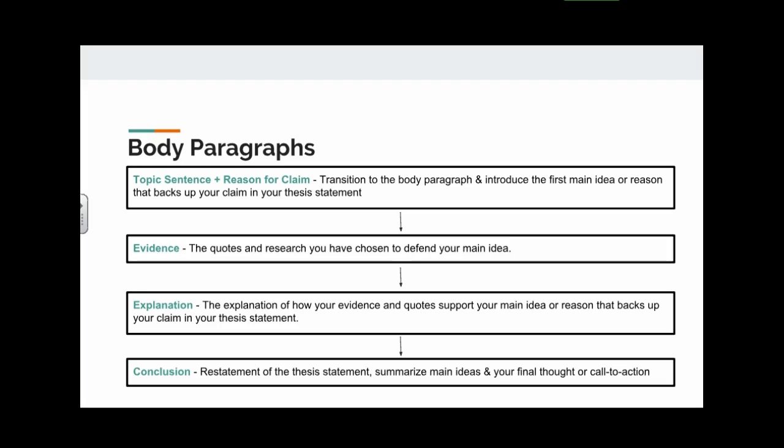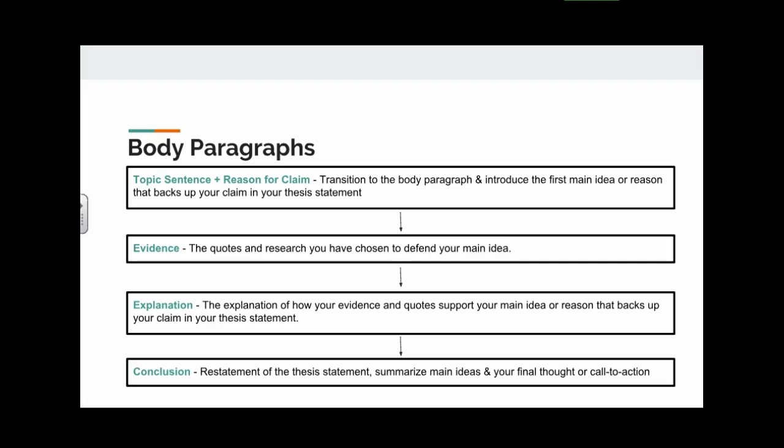Next, you hit me with the evidence. In the Journal of Animal Research, that was a very diverse name, I know, I understand that. In the Journal of Animal Research, scientist blah, blah, blah says, give me some quotes. Give me some evidence directly from whatever research and resources you're using, whether that's readings from the module, whether that's your own research. Incorporate that. Now, what do you do with the explanation?